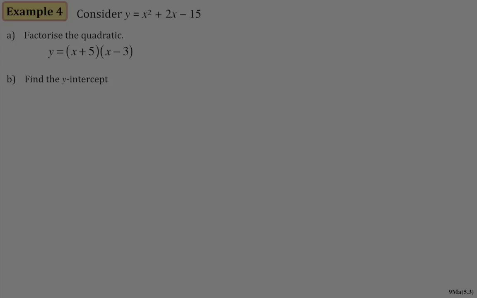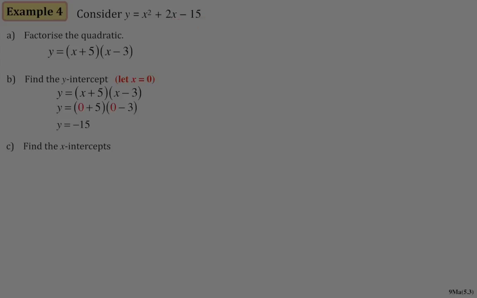Find the y-intercept. You find the y-intercept by letting x equal 0. You can do that in the original equation or the factorized version. If I went for the factorized version, I let x equal 0, I'd get 0 plus 5 times 0 minus 3, which is a fancy way of saying 5 times minus 3, which is minus 15. It would have actually been quicker to go up here. Let x equals 0, that drops out. The y-intercept is at minus 15.